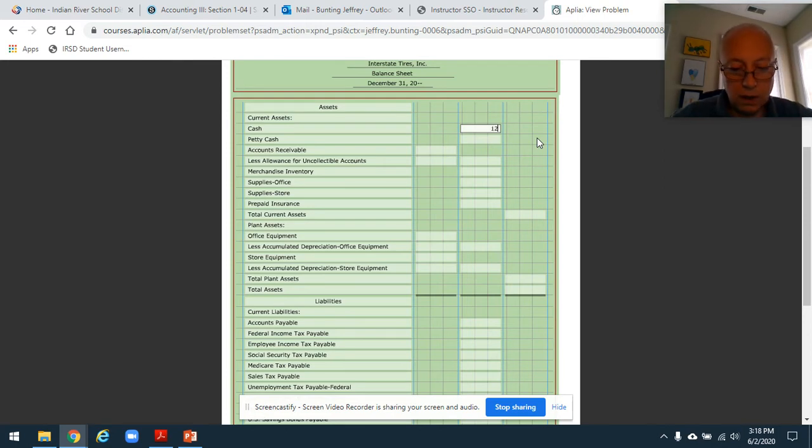Cash value 12,848. And again, you probably will find it easier to go through the worksheet and plug in this information first rather than working across the rows. I find it easier to do the columns and then go in and put in the dollar values later. So I'm going to do that this way. Okay, petty cash, we got $300.